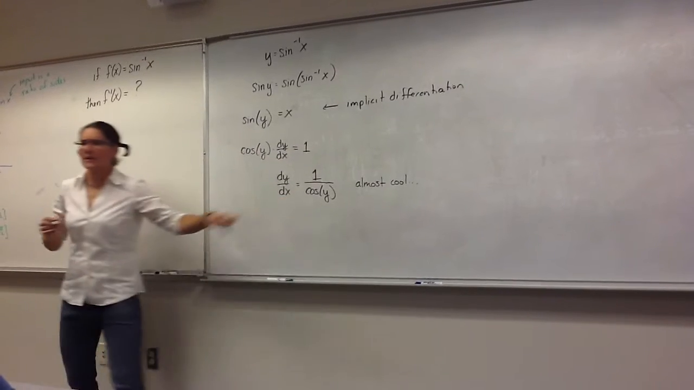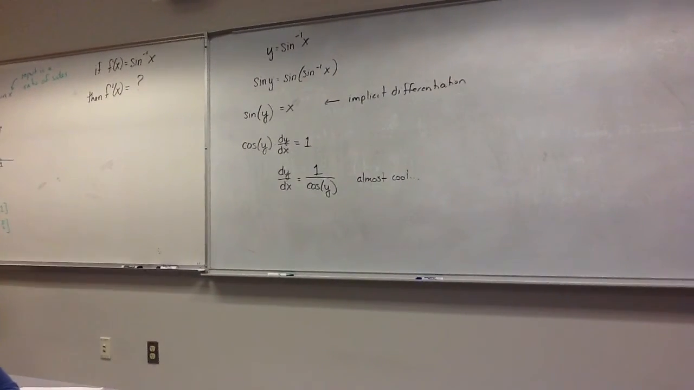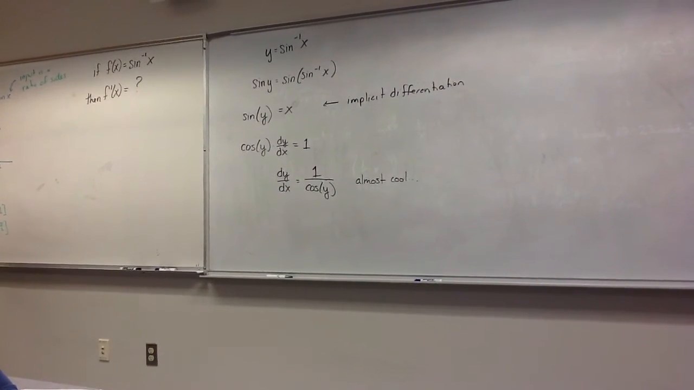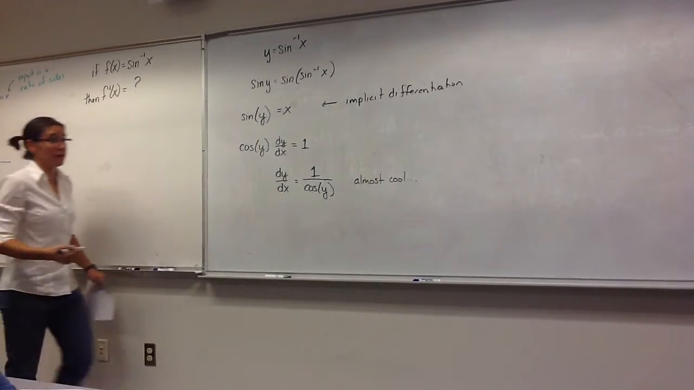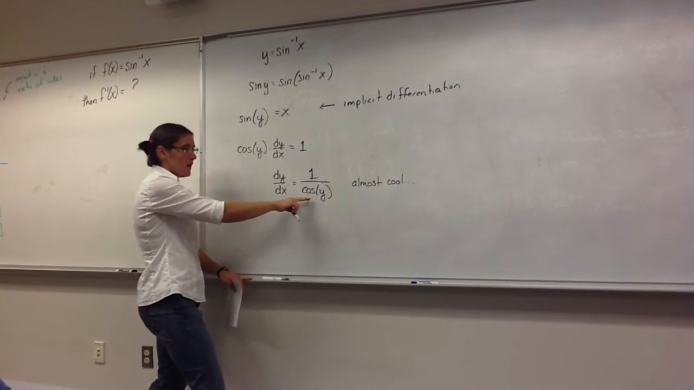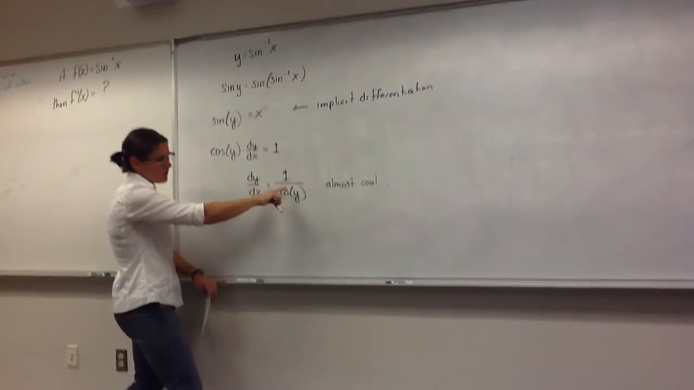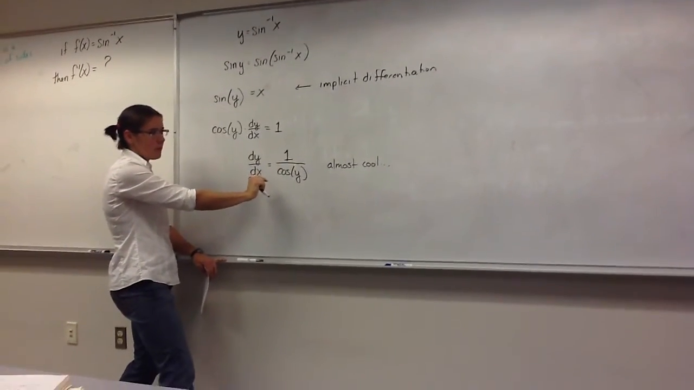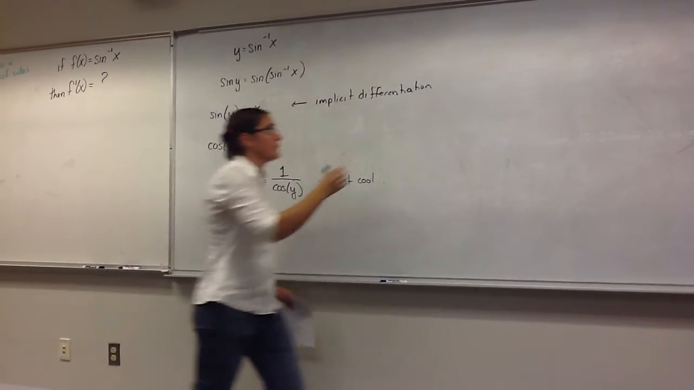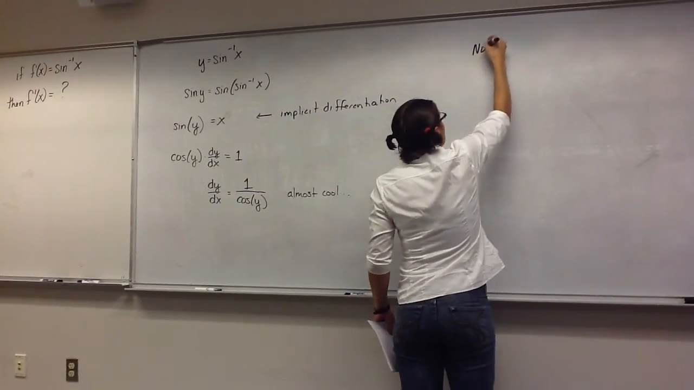Okay. The problem is that our derivative is defined in terms of y, and we want our derivative defined in terms of x. And so the way that we're going to deal with this is that we're going to make a small change here. Okay? Cosine of y, we'd like to deal with that.